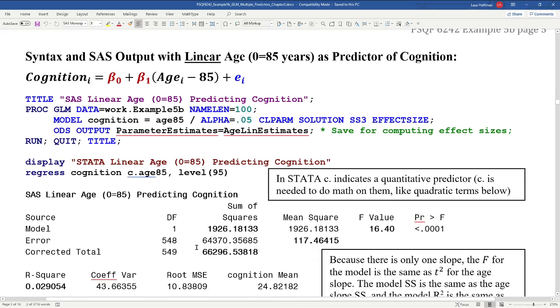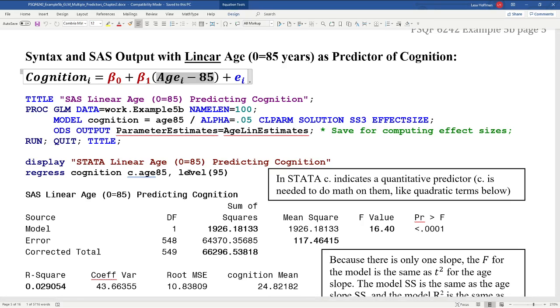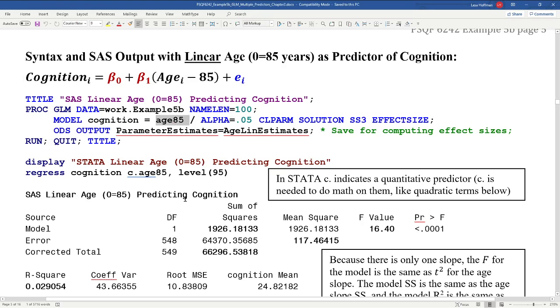So let's try age. We can start with a model examining a linear effect of age. I am writing the equation to describe the centering of age. So anyone looking at this equation should know that age 0 refers to an 85-year-old under this centering scheme. So the model now has two fixed effects, a beta 0 fixed intercept and a beta 1 fixed slope for the linear effect of age. So age goes into the model as a predictor here, and c dot age 85 as a predictor here in Stata.